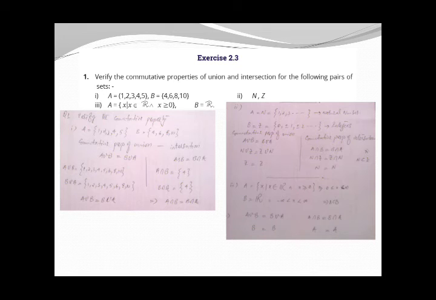We can verify the commutative property. In the third part, A is a set which contains x greater than 0, real numbers, which means A contains positive real numbers, and B contains all real numbers. It means A is a subset of B, because B contains all real numbers and A contains only positive real numbers. When we want to find their union, the answer is the greater set, B. When we want to find the intersection, the answer is the smaller set, A.